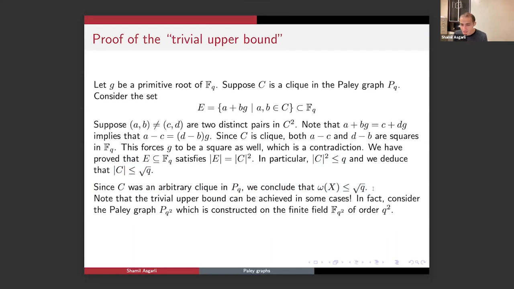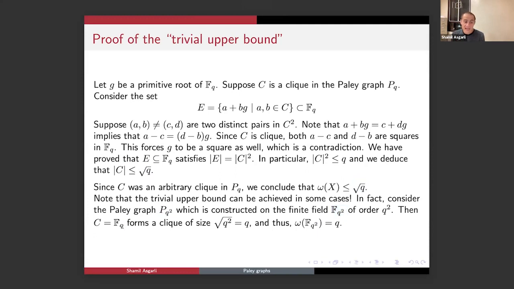Well, first of all, for this to be an integer, we need Q to be a square, because we're going to take the square root. And in fact, if you consider the case of the Paley graph with Q square elements, which is constructed from a finite field of order Q square, then this Paley graph has, in fact, a maximum clique of size Q. And what is that? Well, it's simply the clique obtained by taking a subfield. So F_Q is a subfield of F_{Q square}.